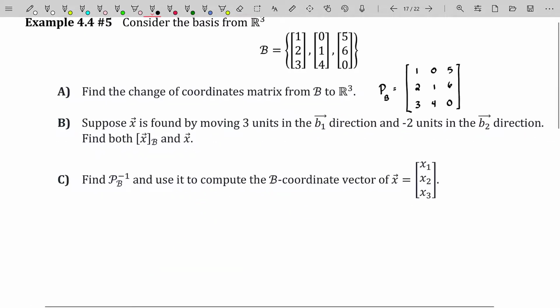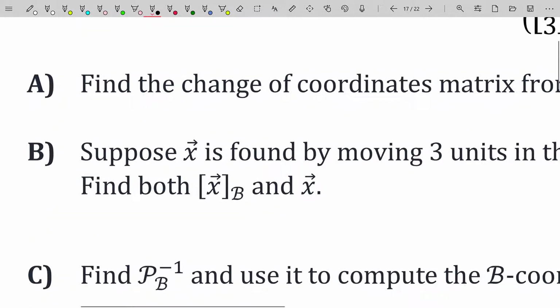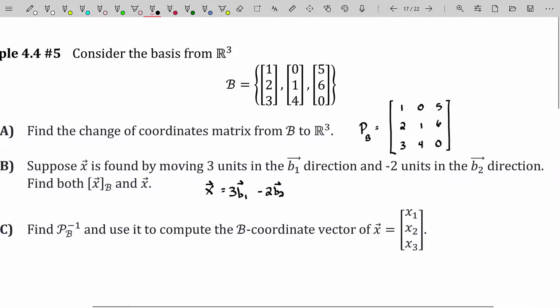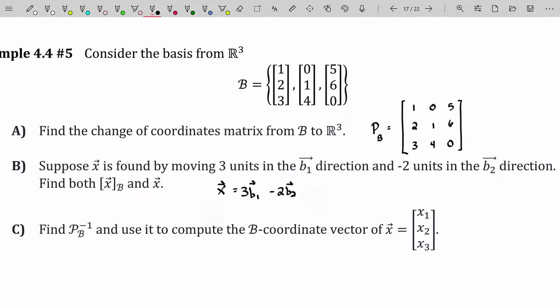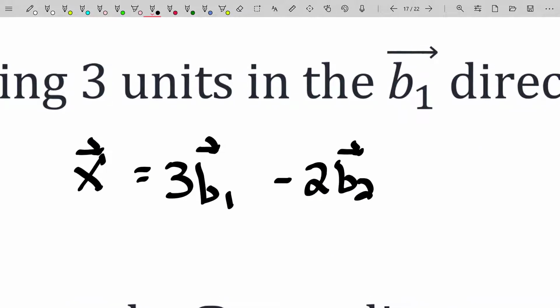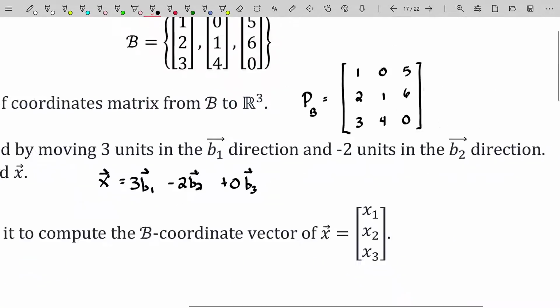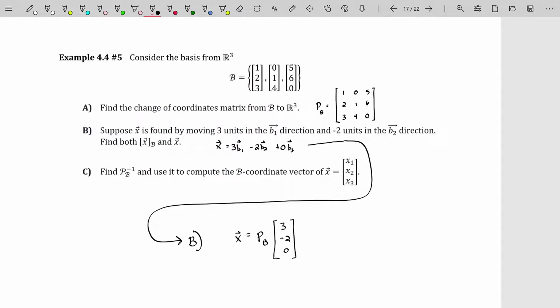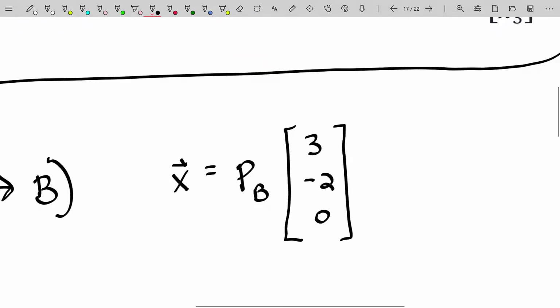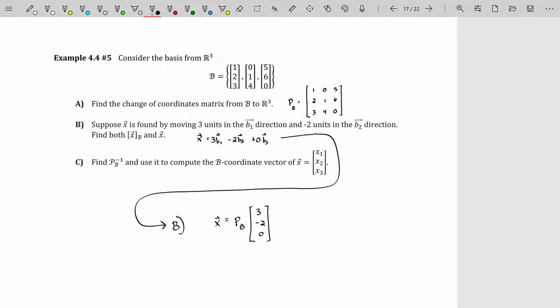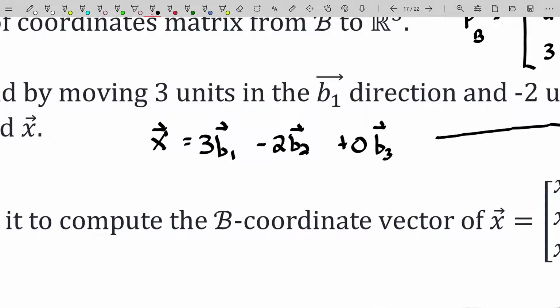So using that information, we know that x is being found by moving 3 units in the B1 direction and -2 units in the B2 direction. By the way, 0 units in the B3 direction. So if I were to write this vector equation as a matrix equation, I'd probably want to stick on here that I have no move in the B sub 3 direction, because then it's very obvious that x is just equal to the change of coordinates matrix, which is basically our matrix full of the basis vectors, times the vector (3, -2, 0).